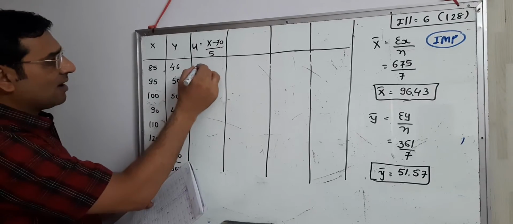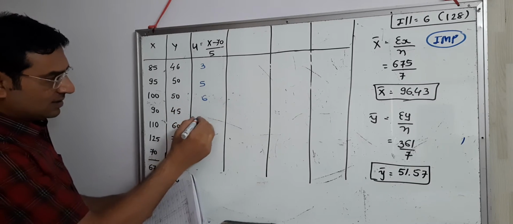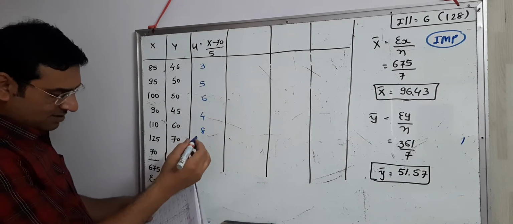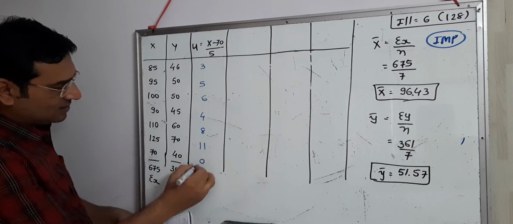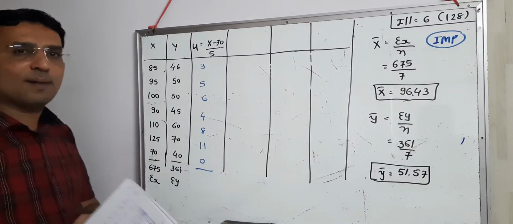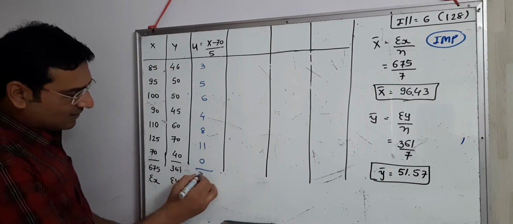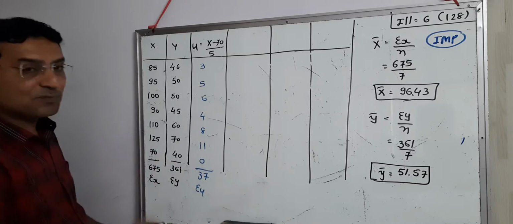So your answer will be 3. Then it is 5, then it is 6, 4, 8, 11 and 0. I have done the calculations separately in my own way, so that we don't need to look at the textbook. Total of U is 37. This we consider as sigma U.